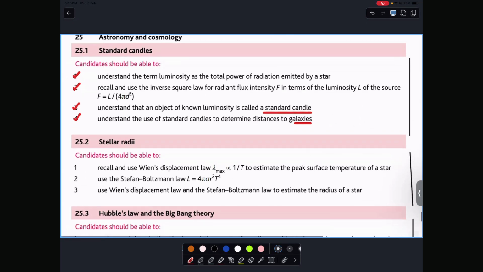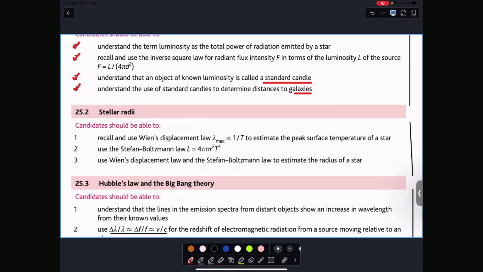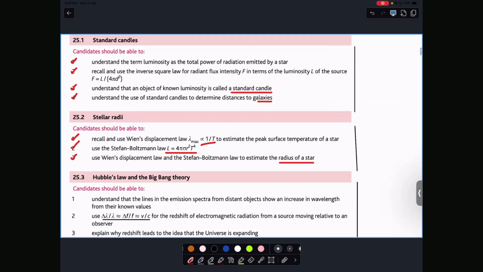Next is stellar radii. Recall and use Wien's displacement law. They did not give the formula. They just said that lambda and T are what to each other? Inversely proportional, right? And use the luminosity equation, which I showed last class. So these two: use the displacement law and the Boltzmann constant to estimate the radius of a star. To find the radius, what do you need? You need temperature and luminosity. Luminosity you can get from distance, temperature you can get from wavelength. If you put the two in, you can get this, right? So yeah, these are the ones.